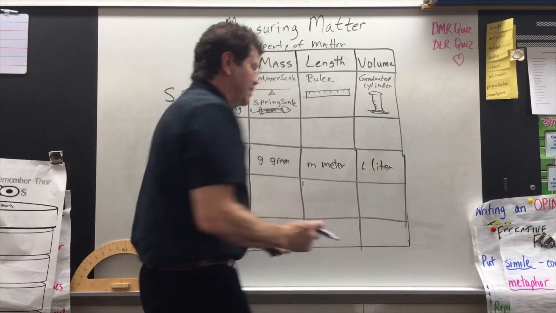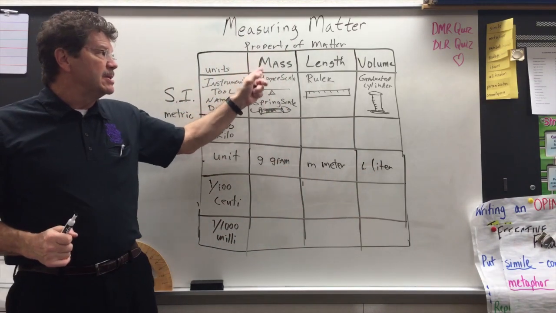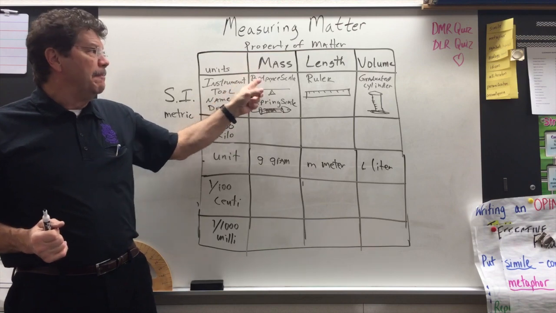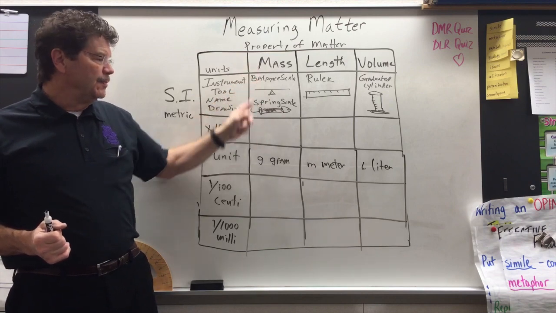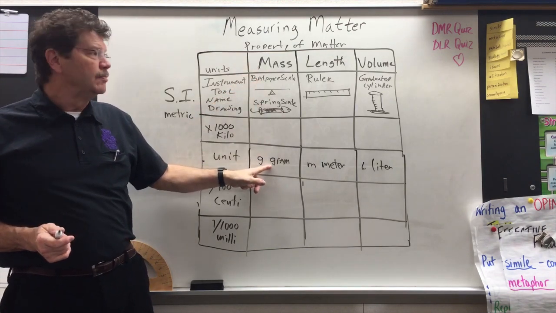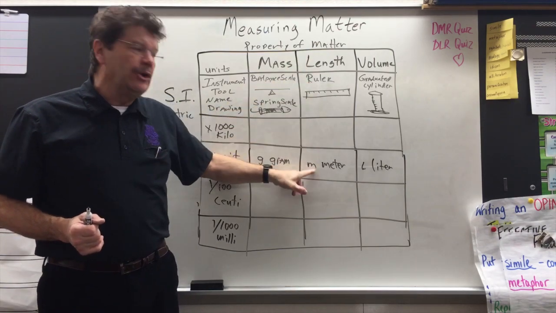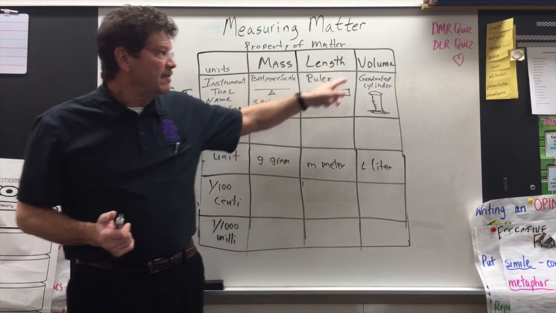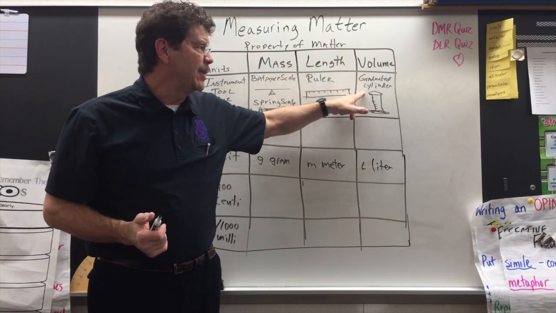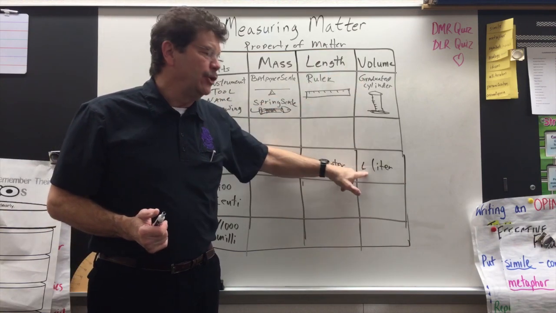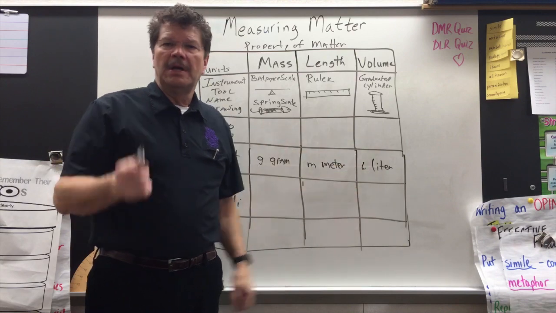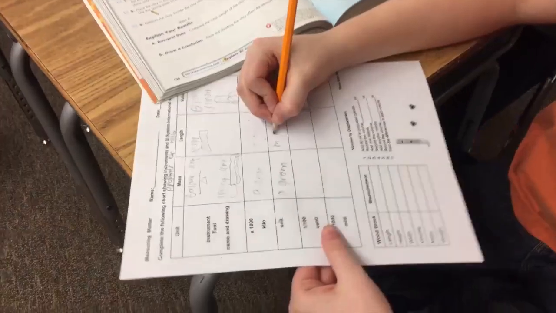Everybody, let's review. So mass, say it. Mass. Balance scale. The unit is grams. Length. A ruler. The unit is meter. Volume. Graduated cylinder. The unit is liter. I'll give you a chance to do that.